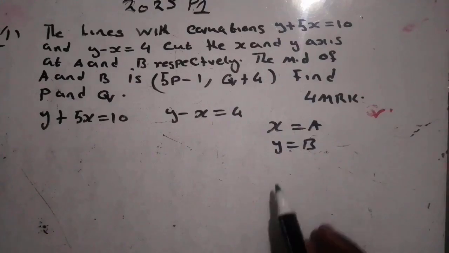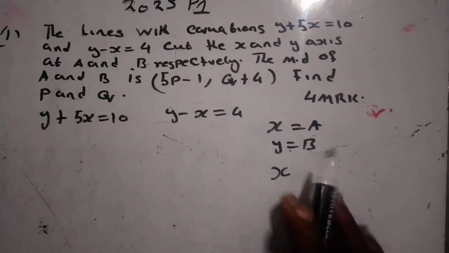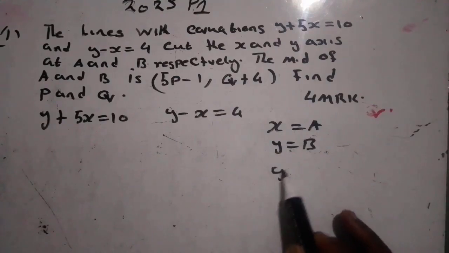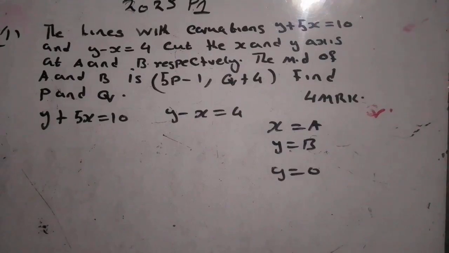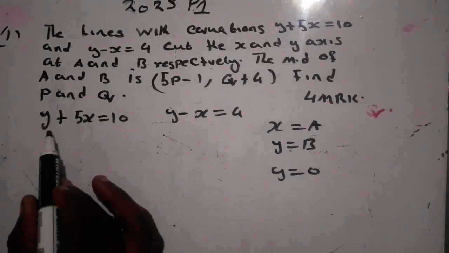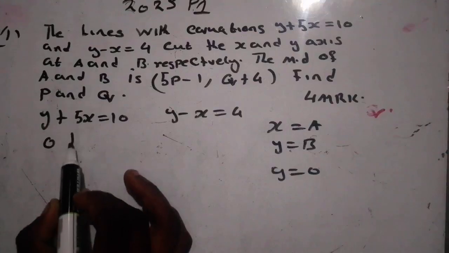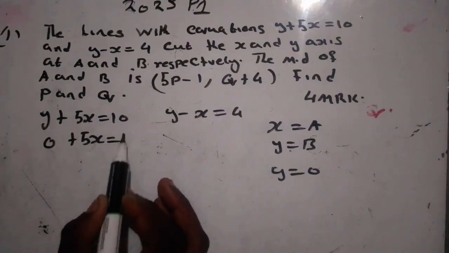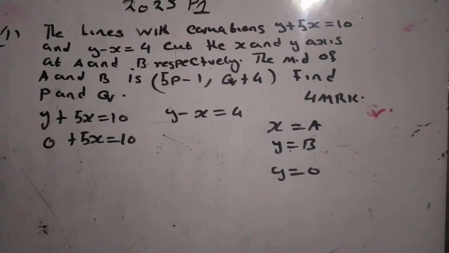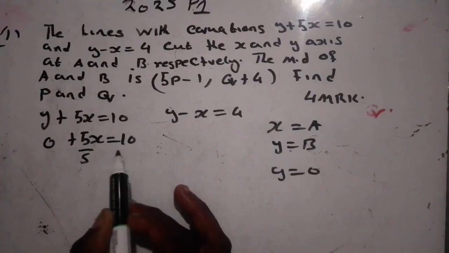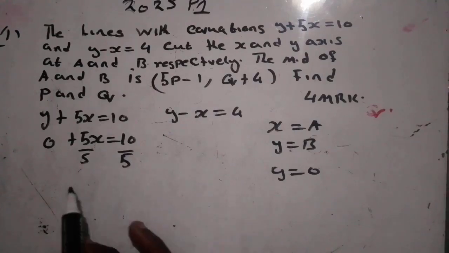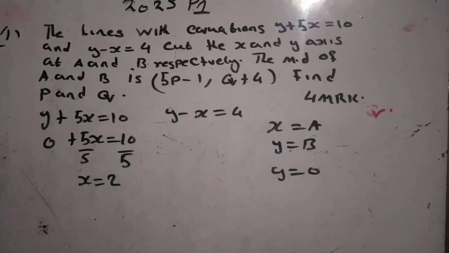So let's now find the coordinates of A. On the x-axis, y is equal to 0. So where there is y, we replace with 0. Here we have 0 plus 5x is equal to 10. You make x the subject of the formula. We divide both sides by 5, hence x is equal to 2. So the coordinates of A are (2, 0). Remember it's x, y, and y is 0 because it's on the x-axis.